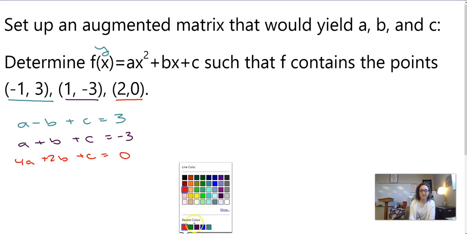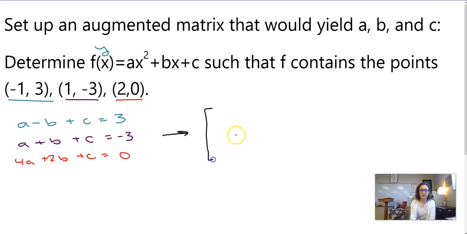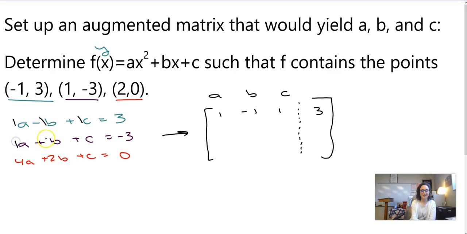All right, let's turn this into a matrix now, okay? So give me a 3 by 4. I'm going to have a column for A, a column for B, a column for C, and then I'm going to augment here, okay? So just grab your coefficients again. So this is like 1, -1, 1, and 3. My coefficients here are 1, 1, 1, and then -3. And then 4, 2, 1, 0.